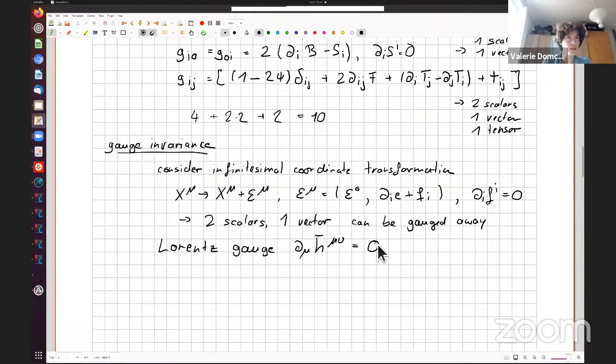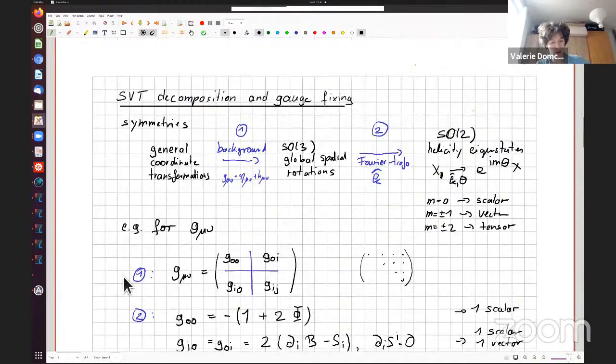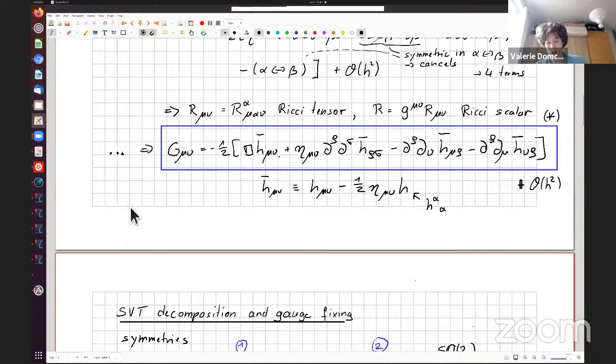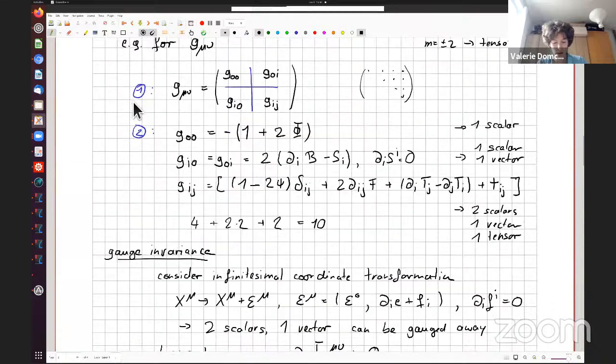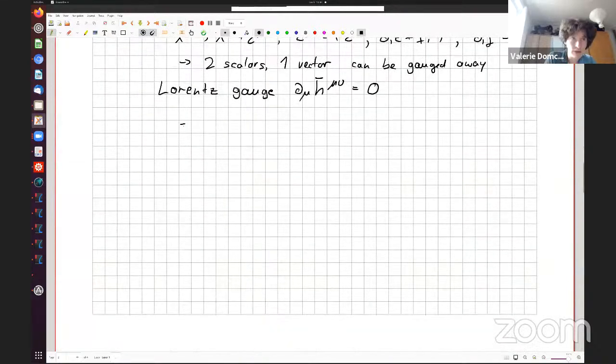But imposing this condition, we can now go back to the expression that we computed for G mu nu. You can see that we have lots of terms where the derivatives are acting on the h bar mu nu. The only term that is left once we do this is box h bar mu nu, the only thing that is left on the left-hand side.